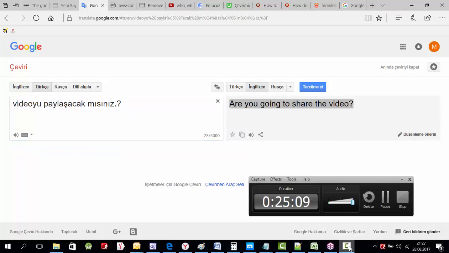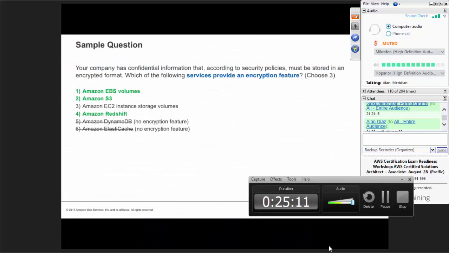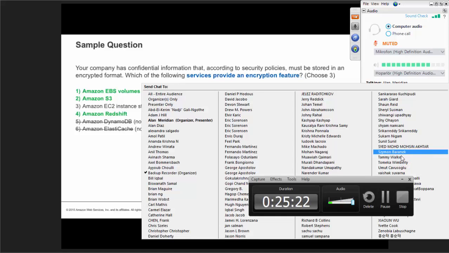Let's see. Can EBS volumes be encrypted while the running EC2 instance continues to work? I don't believe we have a question specifically around this. Essentially, you can't change the encryption while the EC2 instance is running. You'd have to stop it.